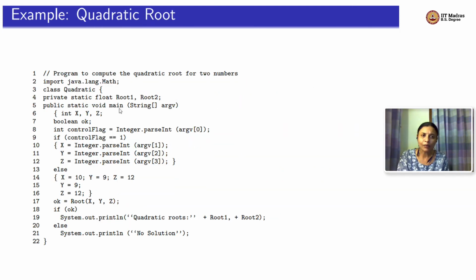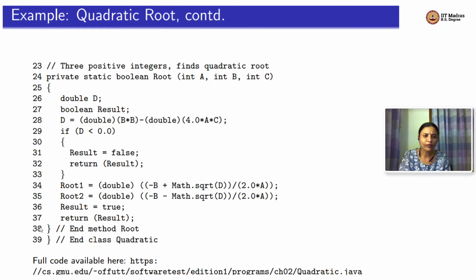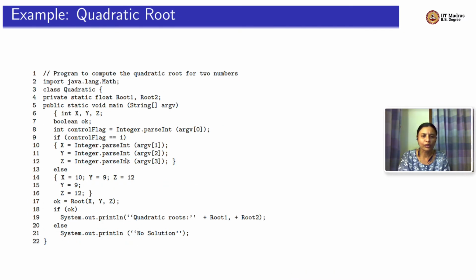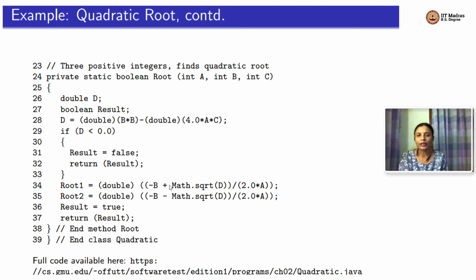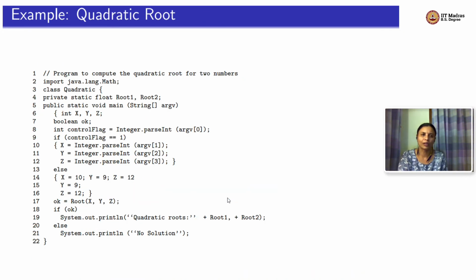Here is another example that I'll walk you through. The full code of the example is available at this URL, but I have put the code across two slides in a slightly incomplete way, and we'll understand coupling data flow coverage criteria using this example. This is an example that computes the quadratic root for two numbers. You might want to recollect the formula: minus b plus or minus the square root of b squared minus 4ac, divided by 2a. That's a standard middle school mathematics formula that computes the roots of a quadratic equation.